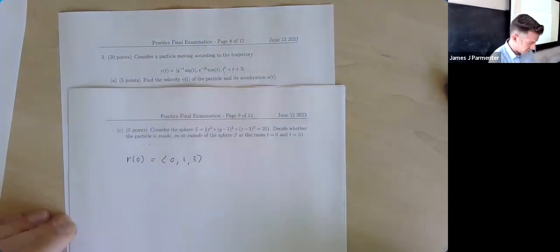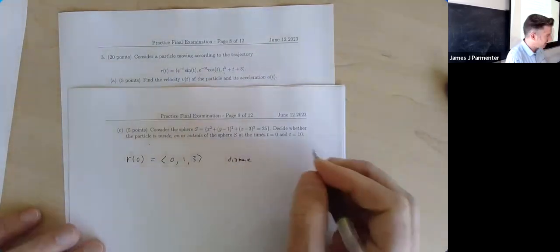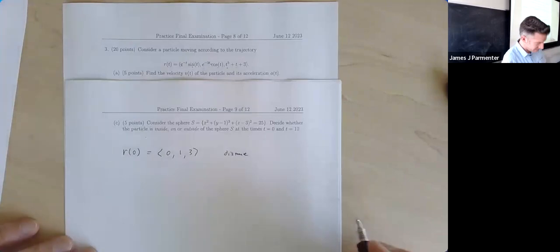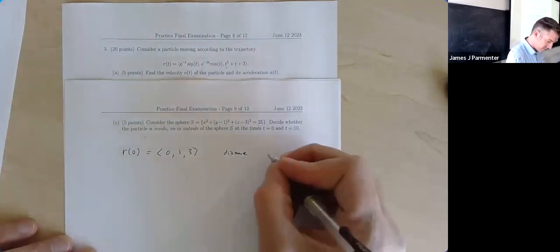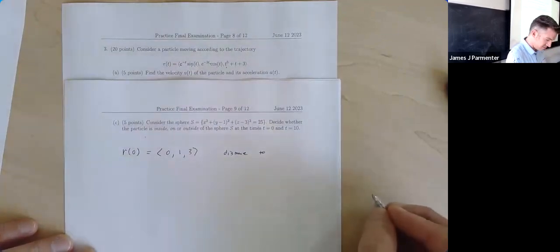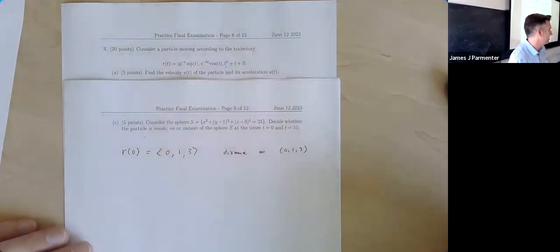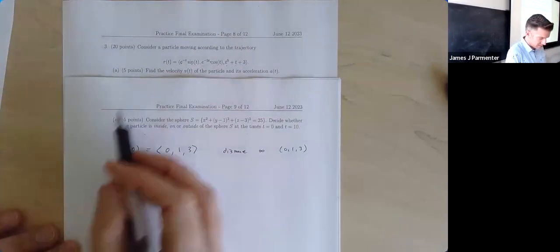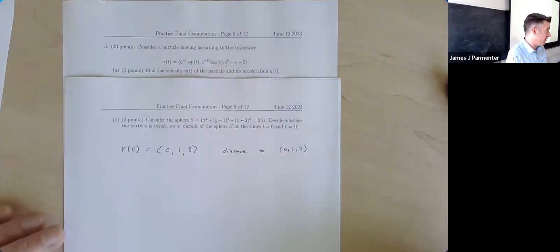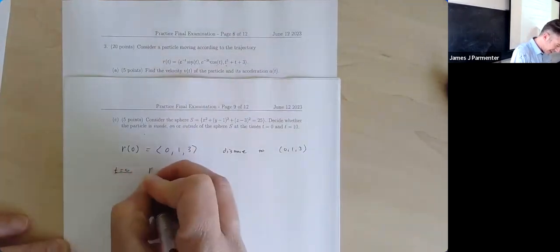So now we have to ask ourselves, okay, what is the distance? Okay, here's a dumb question. What's the distance from this point to the center of this sphere? What's the center of the sphere? Right. So what's the distance? 0. So right at the beginning of this particle's movement, the particle starts at the center of the sphere. So definitely at time equals 0, this particle is inside the sphere.